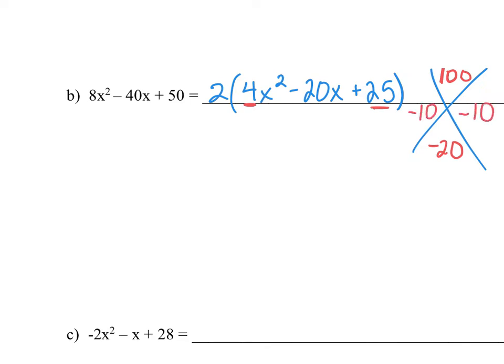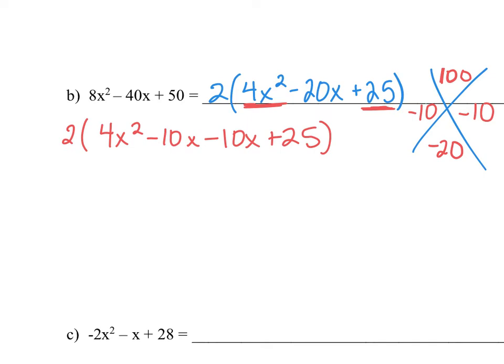Raise your hand if you got that. Okay, cool. If you didn't, make sure you keep on keeping on. Keep trying out numbers. So now we leave our GCF just out here chilling. Don't worry about him. My first term was what? 4x squared. My two new middle terms: negative 10x, negative 10x. And my last term, 25.